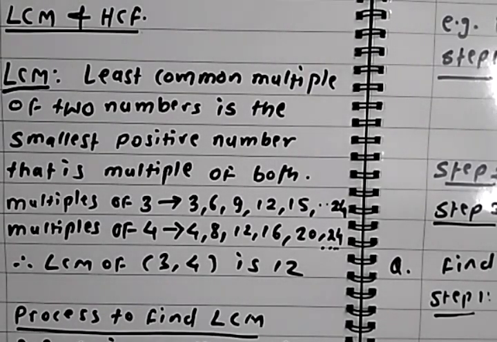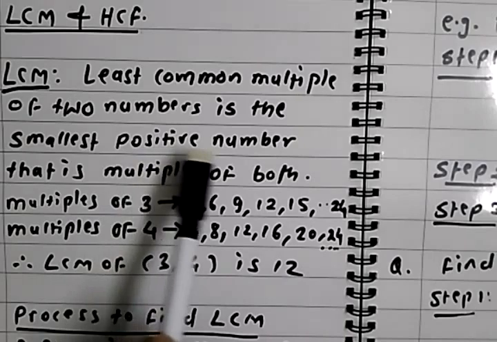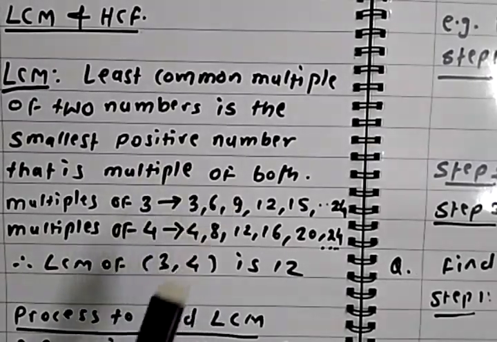Welcome to number system. Today we'll study LCM and HCF. LCM is least common multiple. So LCM of two numbers is the smallest positive number that is a multiple of both.